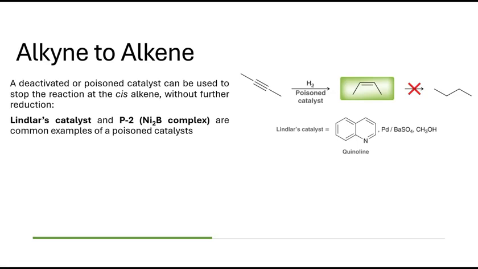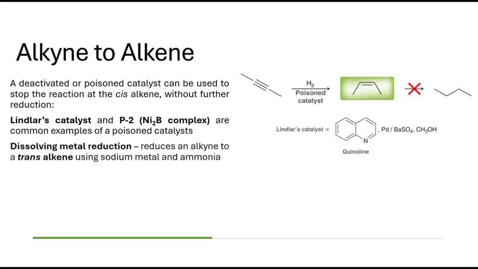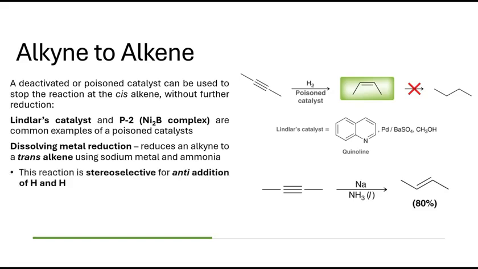Lindlar's catalyst looks like this. We have quinoline, palladium on barium sulfate, and methanol. We can have dissolving metal reduction. This reduces an alkyne to a trans-alkene using sodium metal and ammonia. Here's sodium metal and ammonia resulting in the trans-alkene. This reaction is stereoselective for the anti-addition of H and H.